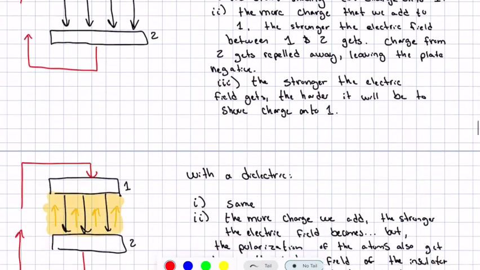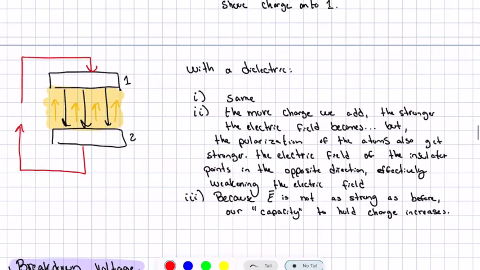So that's pretty normal. But with a dielectric, the same thing starts to happen. We start shoving positive charge here. This becomes more positive, and this will become more negative as the positive charge leaves here. But the atoms here in the dielectric material also get polarized. This leads to them creating an electric field pointing in the opposite direction. Because this new electric field is not as strong as before, our capacity to hold charge increases. Because this electric field decreases, there's less of a repulsive force. So that means we can keep shoving more and more charge onto this parallel plate system.